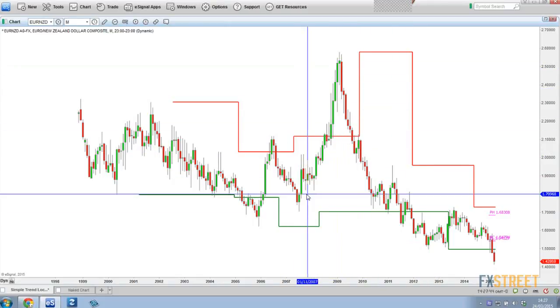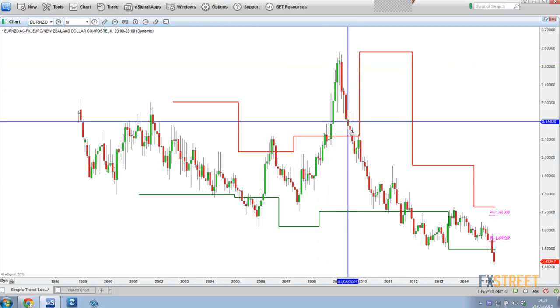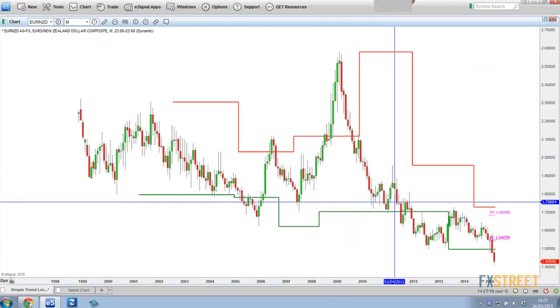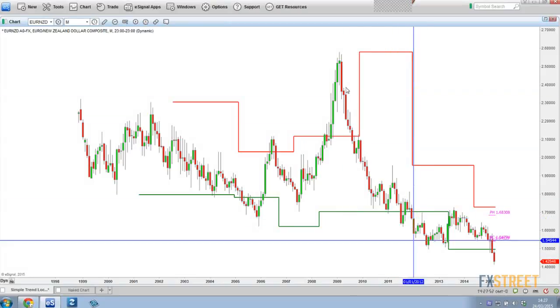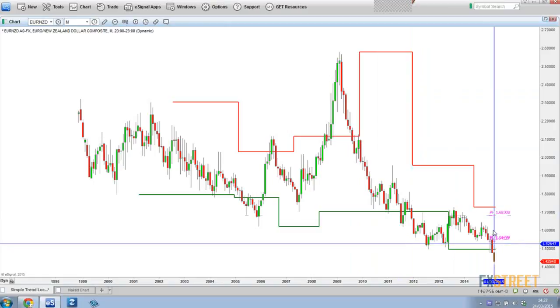Look at the trend on the Euro New Zealand dollar. This is a trend going back from 2007 to 2009, and look at the trend in the opposite direction. A huge trend and a very profitable trend. After every move, price has to consolidate. And look at this consolidation area.